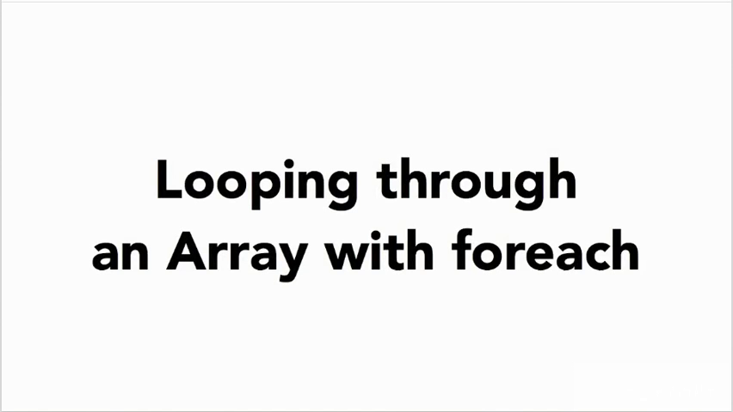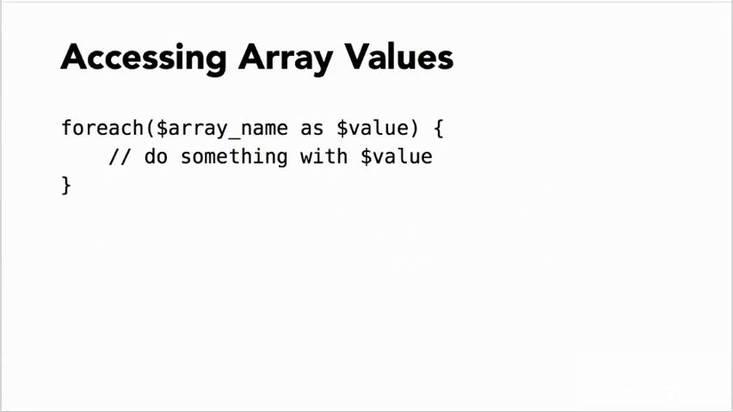The foreach loop is designed to handle arrays and certain types of PHP objects. It can be used in two different ways. The first gives you access to the value of each array element. The syntax looks like this.